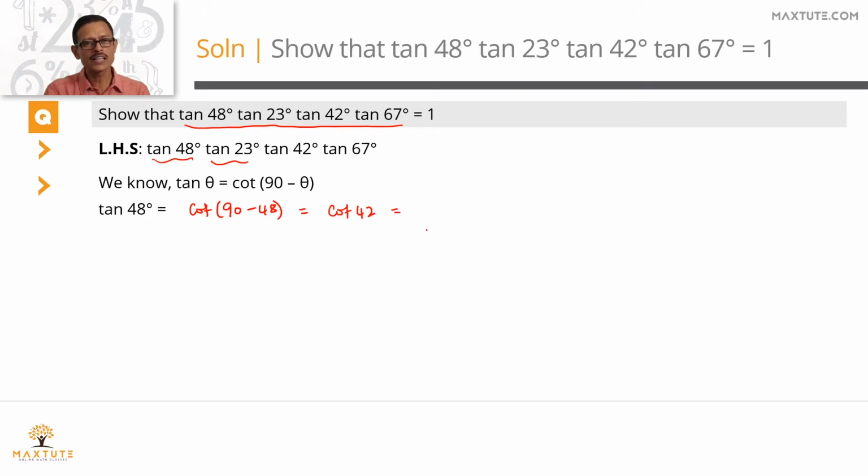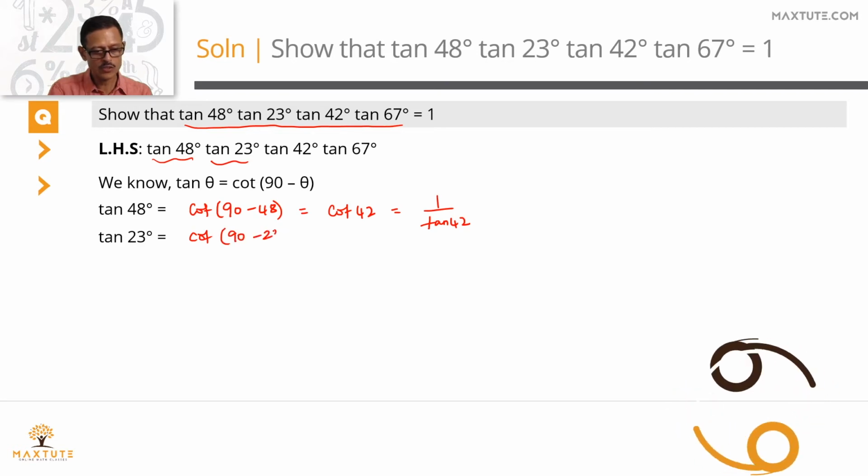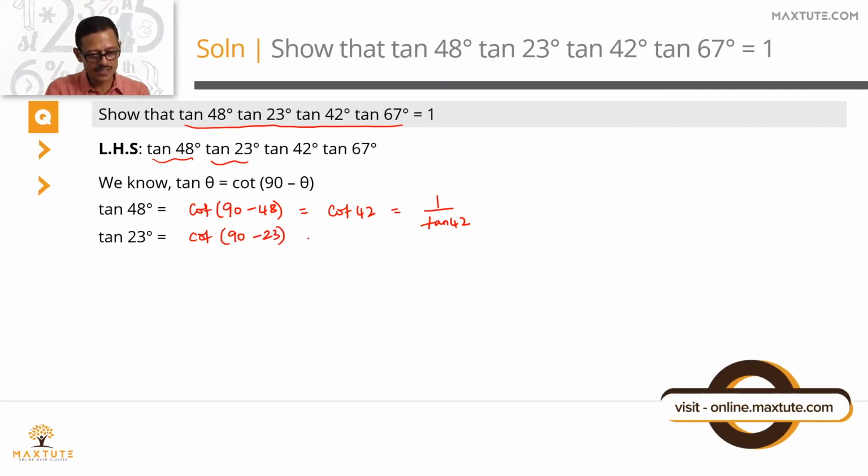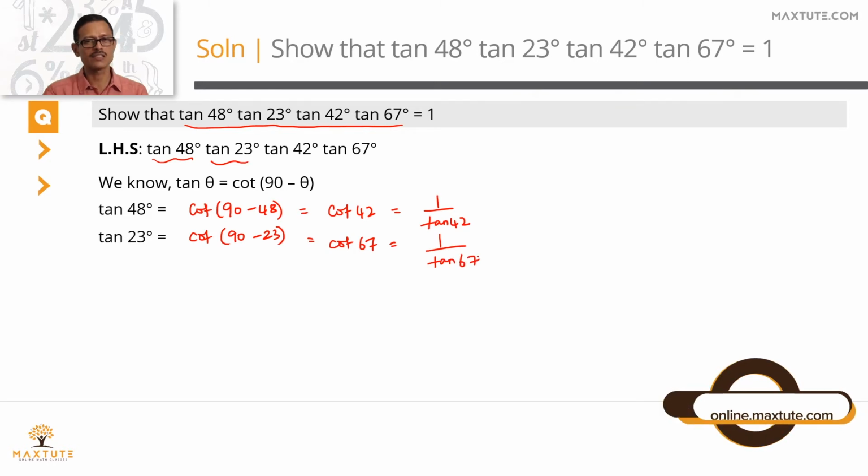Cot 42, cot theta is equal to 1 by tan theta. So I'm going to write this down right away as 1 by tan 42. So tan 48 is equal to 1 by tan 42. Let's run through the same exercise for tan 23. This is going to be cot of 90 minus 23. 90 minus 23 is 67. So this is equal to cot 67. Cot 67, cot theta is 1 by tan theta. So this is going to be equal to 1 by tan 67.